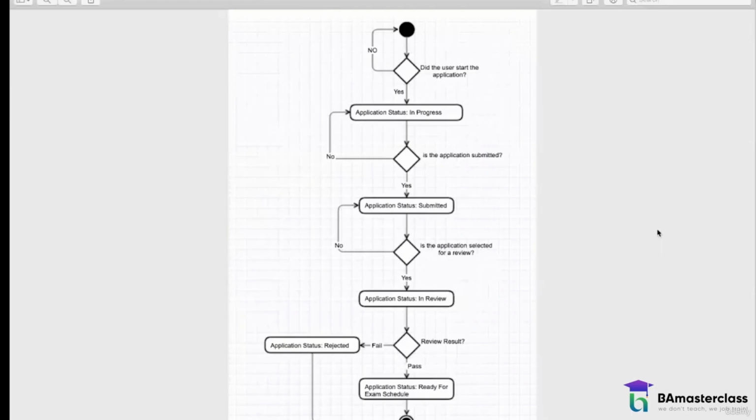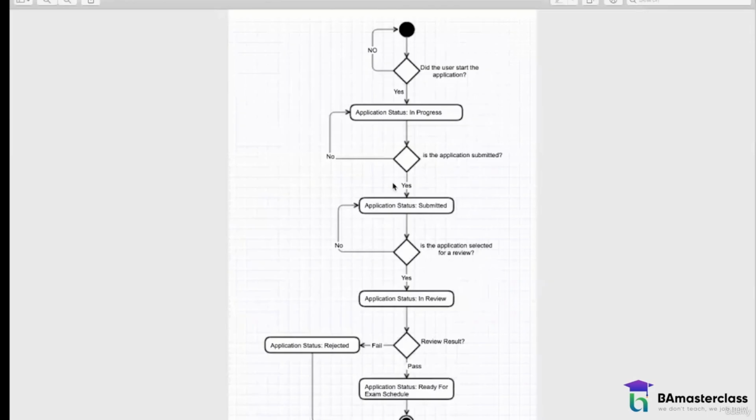Flowchart. It's a flowchart, so it looks like an activity. So let's talk in the BA language. What kind of diagram is that? We don't call it a flowchart. What is the name that we use? Activity diagram. Yes, it looks like an activity diagram. Why? It has a start point, has an end point, has activities, has decisions.